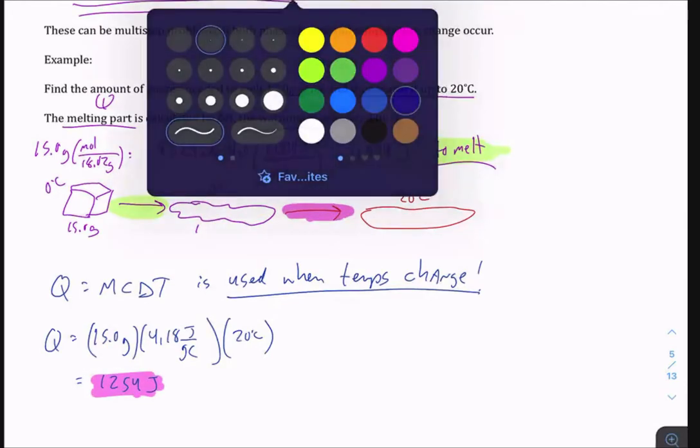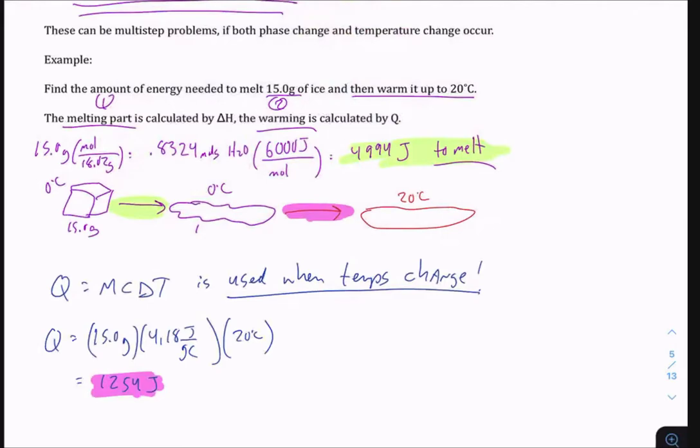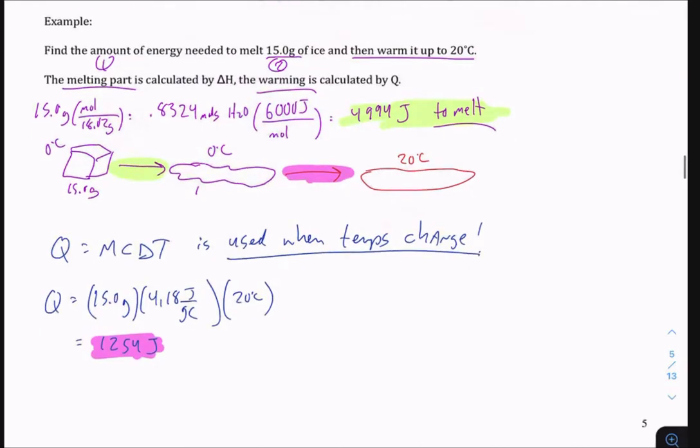Okay, so we had two processes. We had the melting process and then we had the warming process, each of which had to be calculated independently, but now we can answer the overall question. How much energy was needed to do this whole process? Well, now we just take the sum of the energies that we calculated. So E total is equal to 4994 plus 1254, so 6248 joules. I'm kind of sloppy with the temperatures I gave you, so we'll just call this 6200 joules.